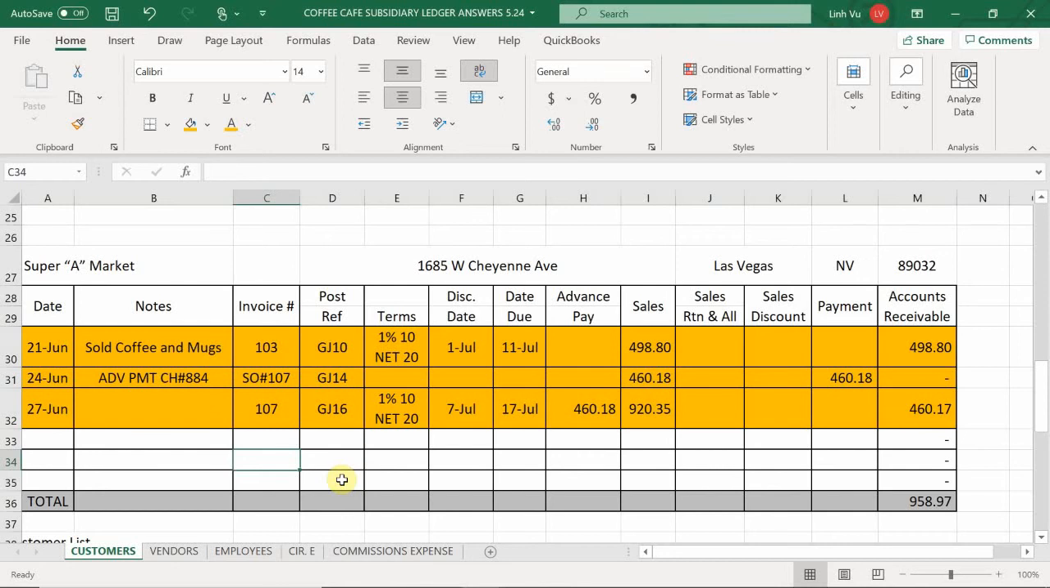So in this case, we need to calculate two different discounts here. Let's start with the first one. We got 1%. For invoice 103, the sales total was $498.80. In this case, we have to subtract that $30, so we have $468.80. So how much is that discount going to be?